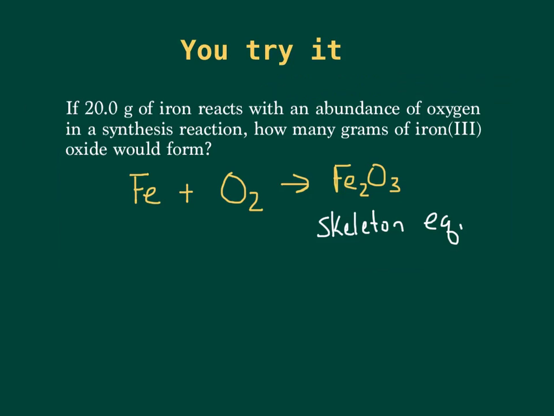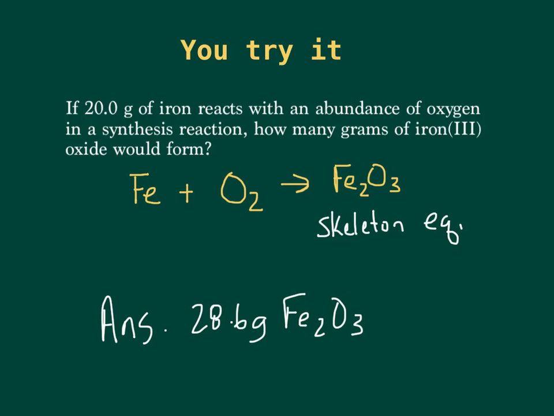Alright, I want you to try this problem. Notice it's giving you grams of iron and wants to know how many grams of iron 3 oxide. That's this stuff right here. This is a skeleton equation. Balance the equation first, then start out your action line. Follow those steps from before. And the answer that you should get for this is 28.6 grams of Fe2O3.